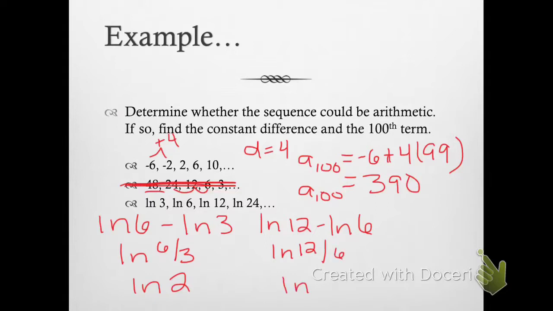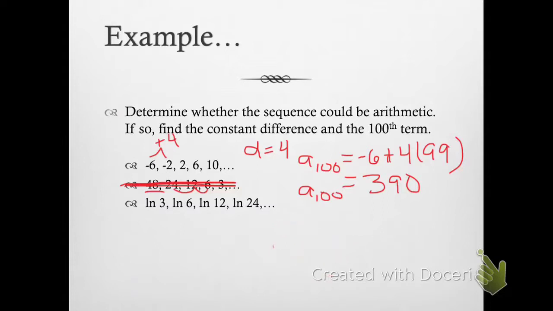And we get the same difference, so our common difference must be the natural log of 2. I'm going to erase that, so pause it if you need to write anything down. So our common difference is the natural log of 2.